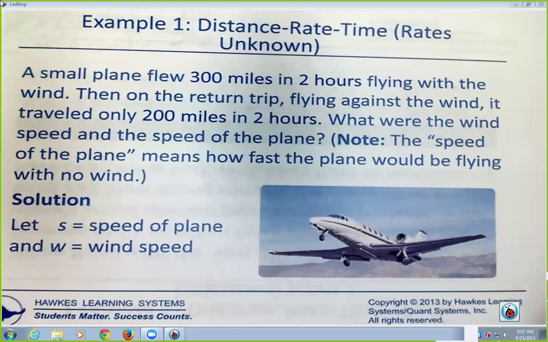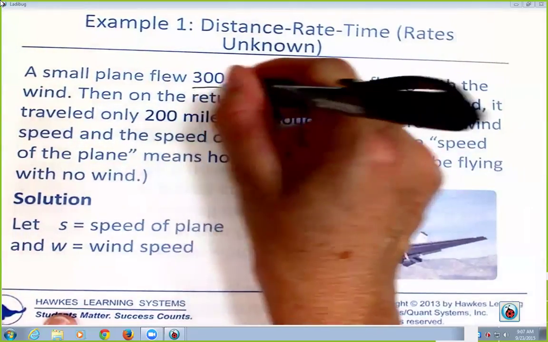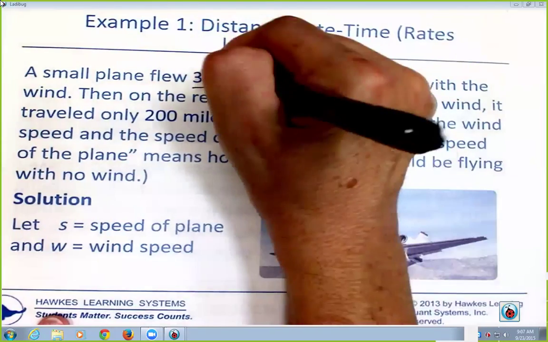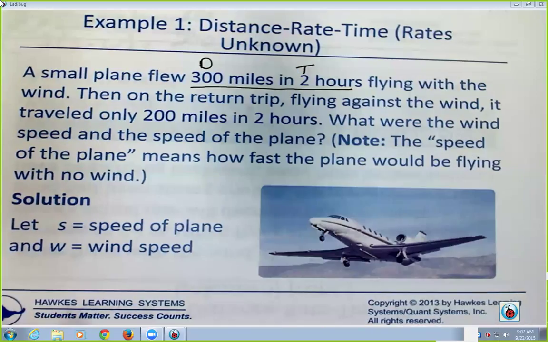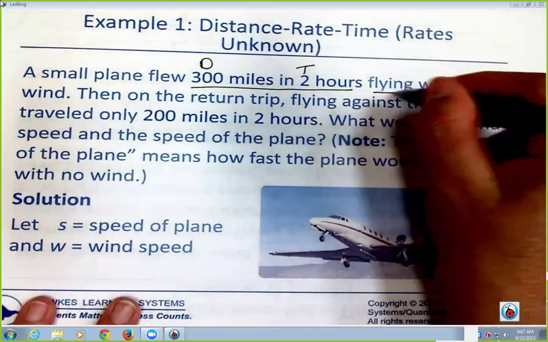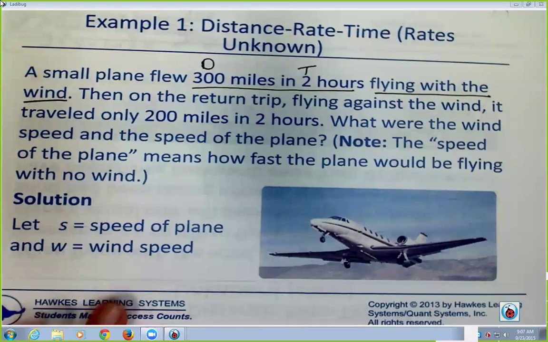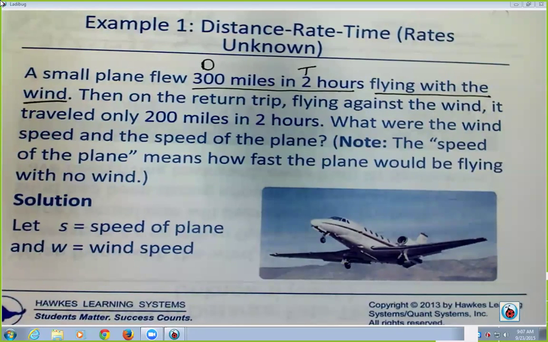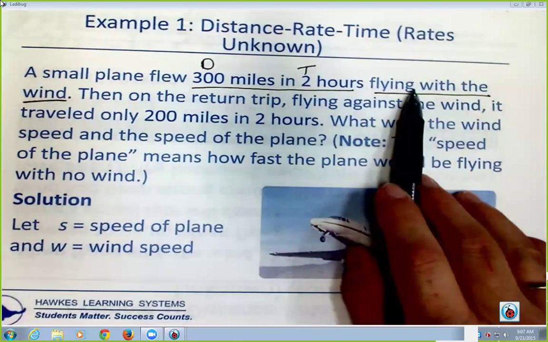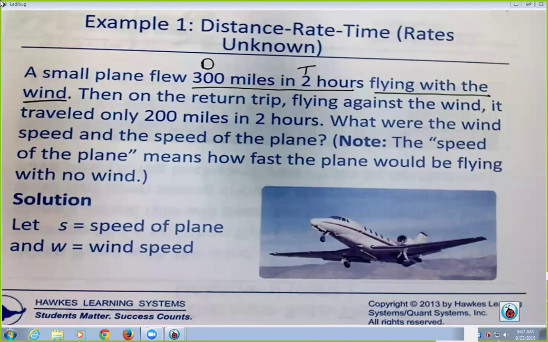It says a plane flew 300 miles in 2 hours. So we've got a distance and we have a time. Flying with the wind. If it's flying with the wind, what does that mean? With the wind means the wind's pushing it along. It's going in the same direction as the flight goes. If you've ever been on an airplane flight and the pilot says, oh, we're getting in 10 minutes early, this is what you have happening to your plane. The wind is pushing it and making the plane go faster.